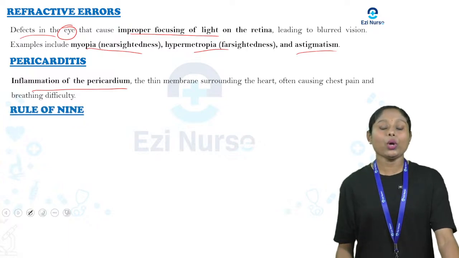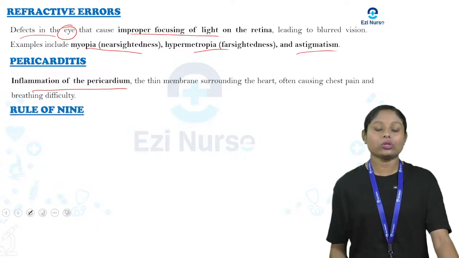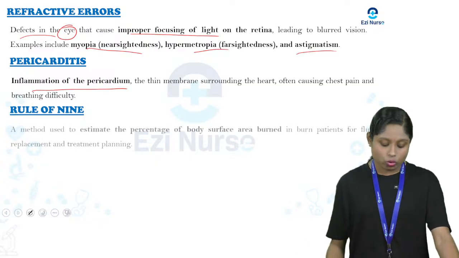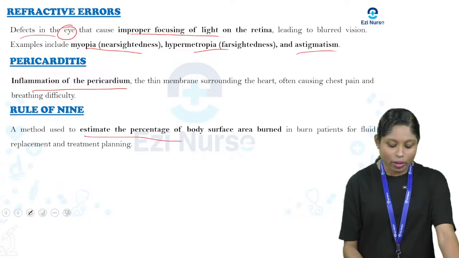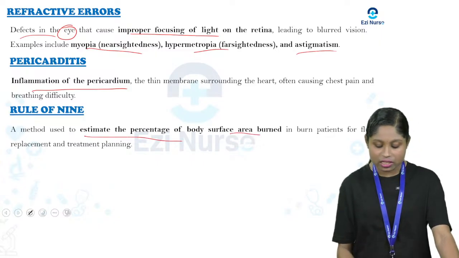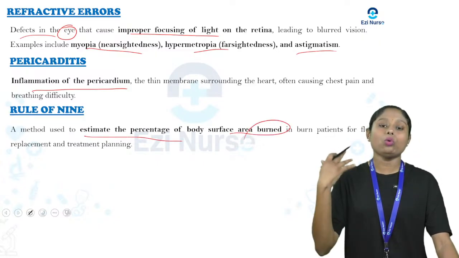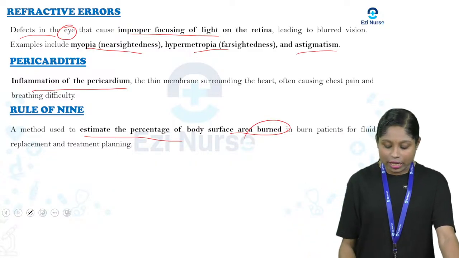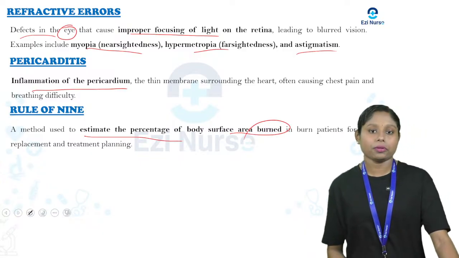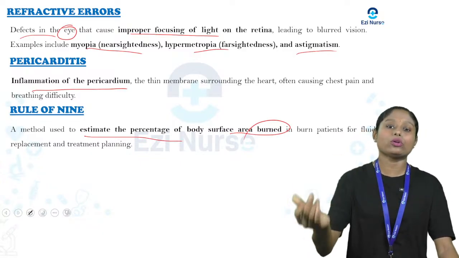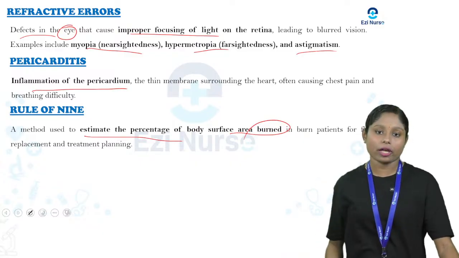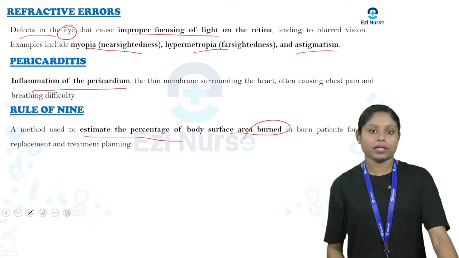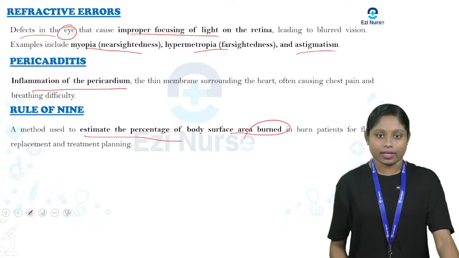Next is the rule of 9 in the case of burns. We will calculate the percentage of area the person has burned, so we will use the rule of 9. It's a method to estimate the percentage of body surface area burnt. It helps with fluid replacement and treatment planning. After calculating that percentage, we will calculate how much fluid should be replaced back to the patient.